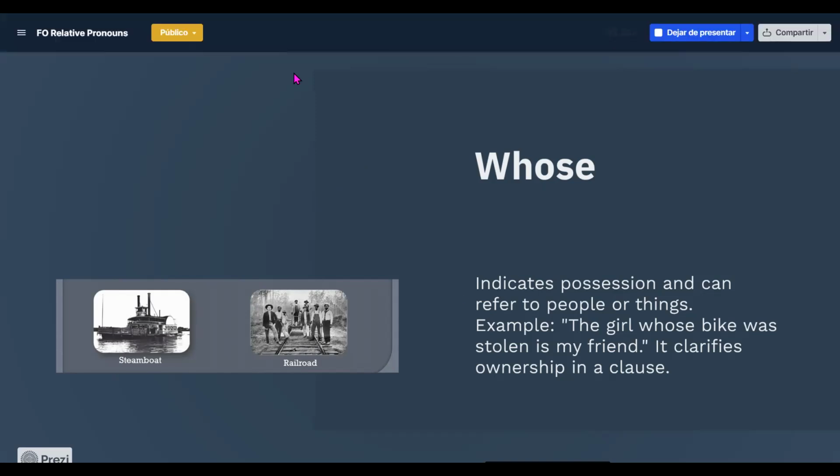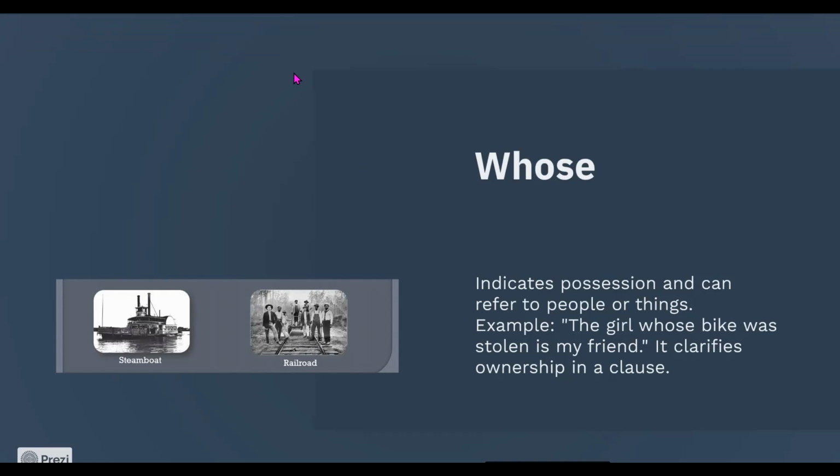Whose indicates possession and can refer to people or things. Example, the girl whose bike was stolen is my friend. It clarifies ownership in a clause. Yes, my dear Diana Berenice. Yes, it is whose.